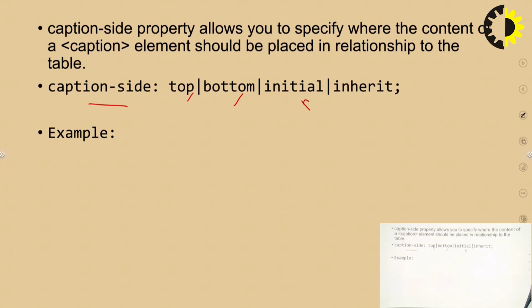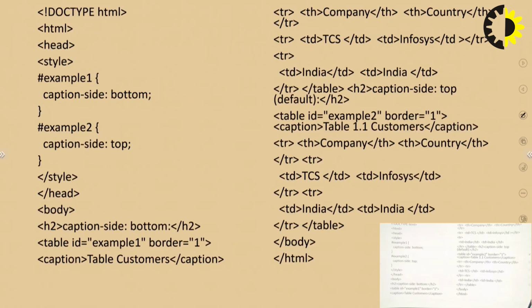So in this video lecture, our main concentration is to understand what is the caption side and how it will display on the top and bottom of the table. Now this is the example. Here you can see we have created two IDs because we are using the hash here, example 1 and example 2, and name of the property caption side. Here we have given the value bottom. Second, we have given the value top.